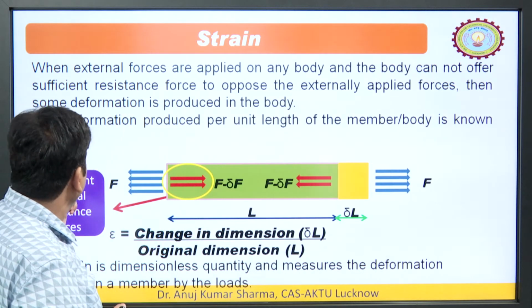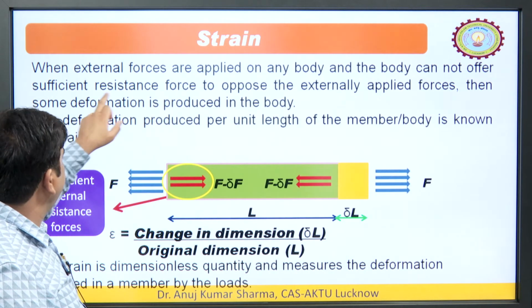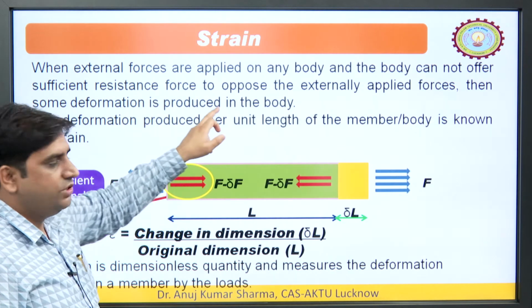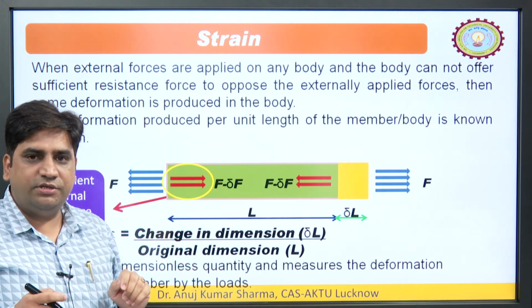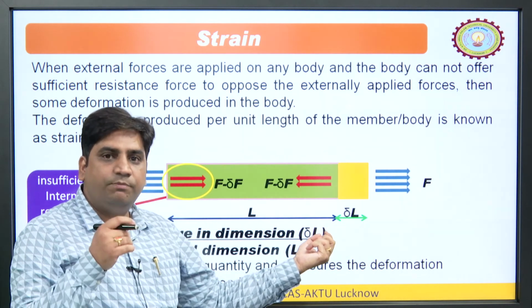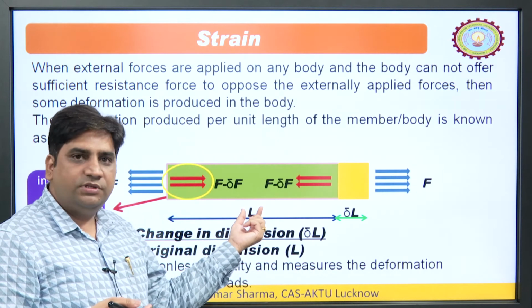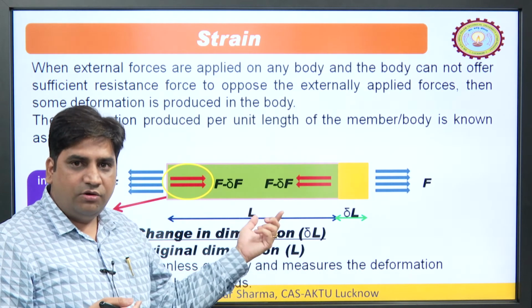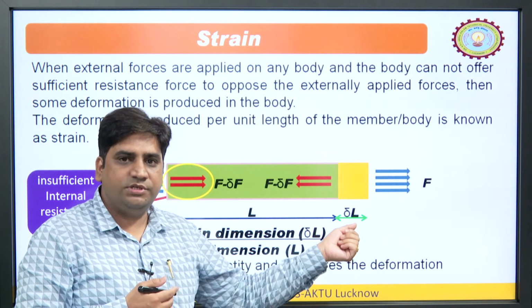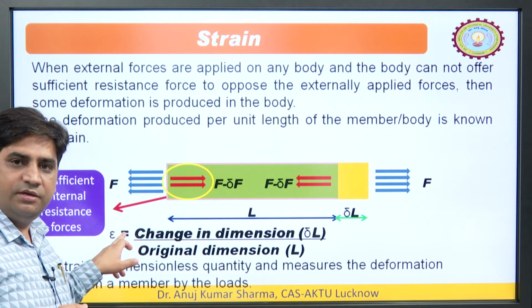So, what is strain? When external forces are applied on any body and the body cannot offer sufficient resistance force to oppose the externally applied force, then some deformation is produced in the body. This deformation, in this case delta L, per unit original size of the object gives the strain. Original size was L meter and now the elongation is delta L, meaning final length minus initial length. The strain is generally represented by epsilon.